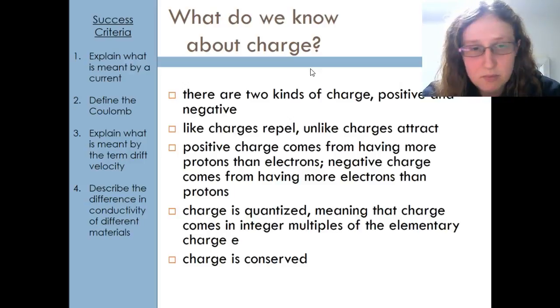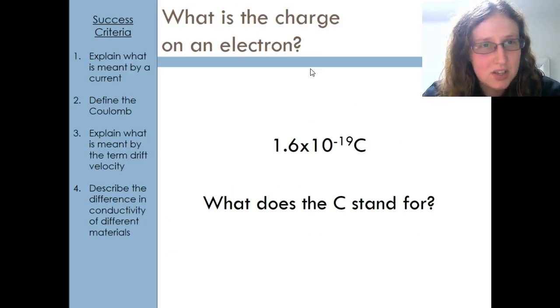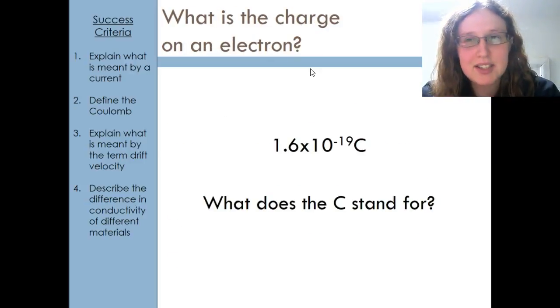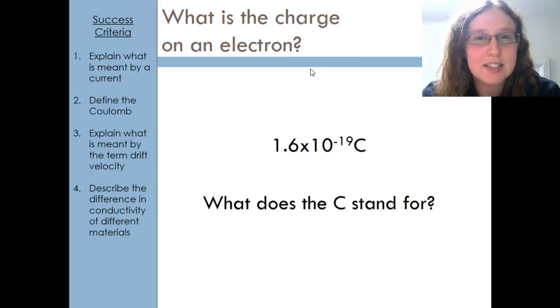Okay, so what is the charge of an electron? What is this elementary charge? Well, it is 1.6 times 10 to the minus 19 C. Hopefully we all know that the C does not stand for charge, it stands for coulombs.